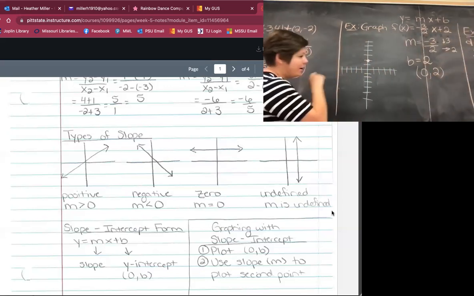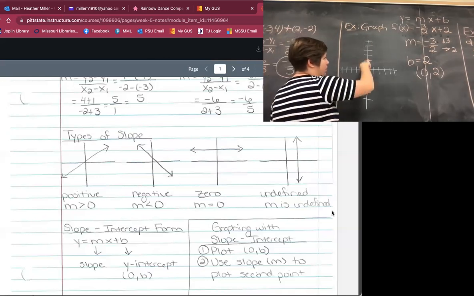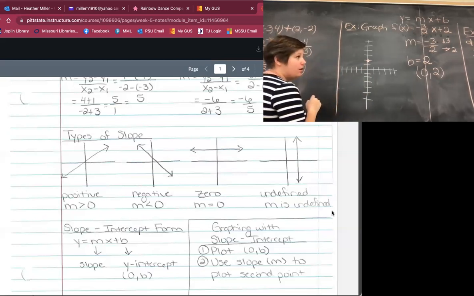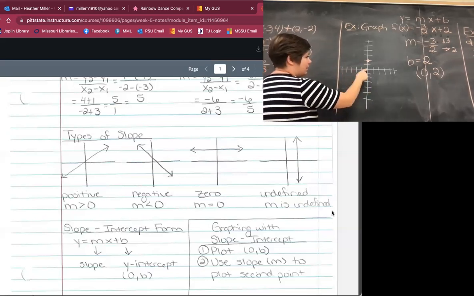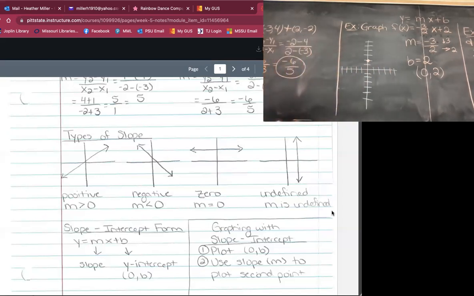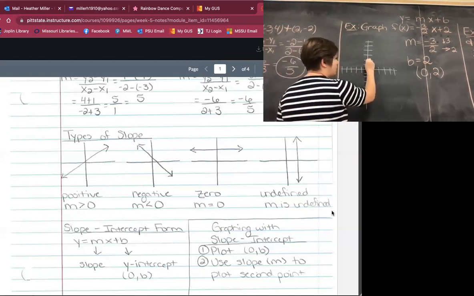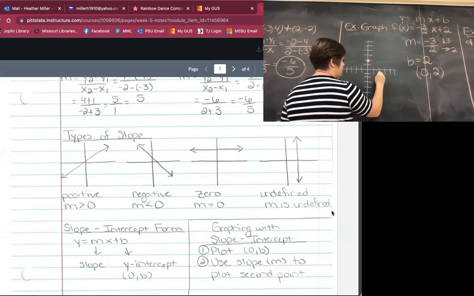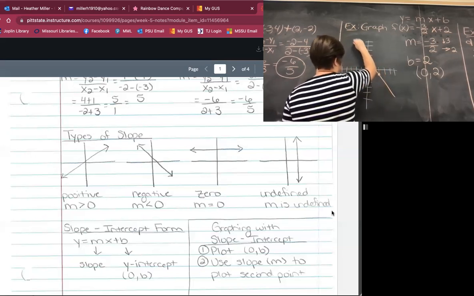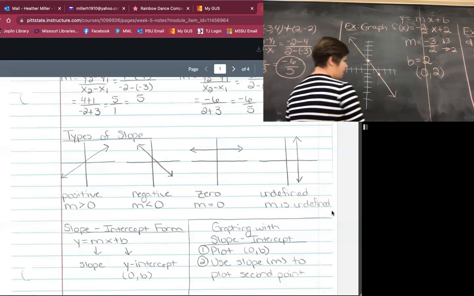And here's why. On our coordinate system, positives are up, negatives are down with our rising. With our running, negatives are to the left and positives are to the right. And so with that information, I can graph. So I'm going to start here at my y-intercept, and it says I got to go down 3. So I'm going to go 1, 2, 3, and I go to the right 2, 1, 2, and I plot that second point. From there, I can connect my dots, and I have my line.